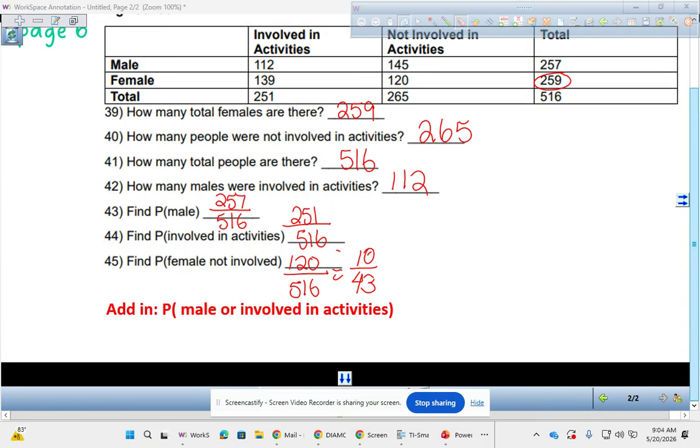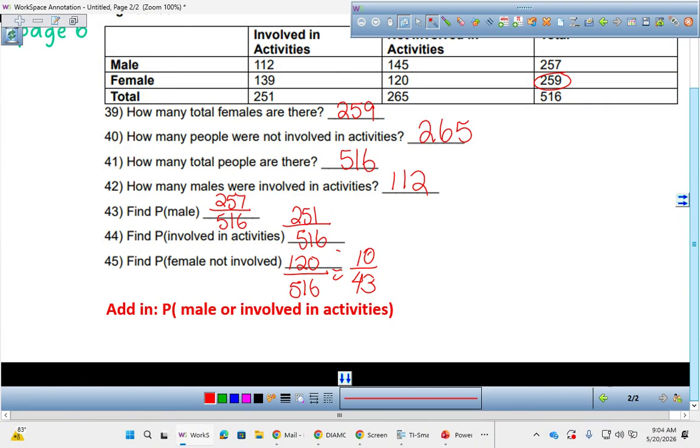When we're picking one thing, it's either mutually exclusive or overlap. I need to figure out what that is. So to do that, I'm going to focus in on, first, the males. The males are those people, right, those 257. Second, involved in activities. Do you think this is mutually exclusive or overlap? Did I circle anything twice?